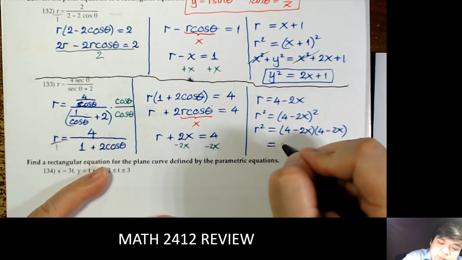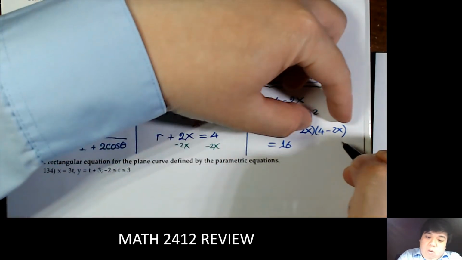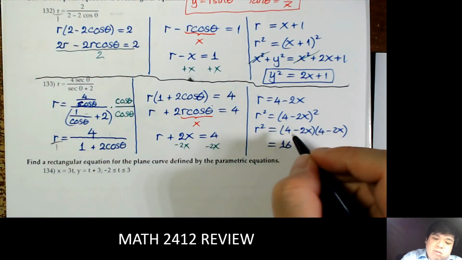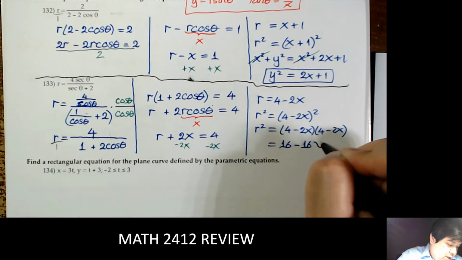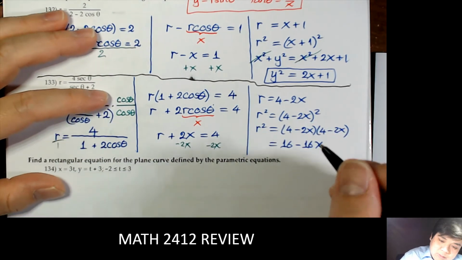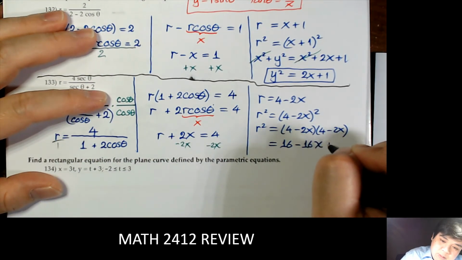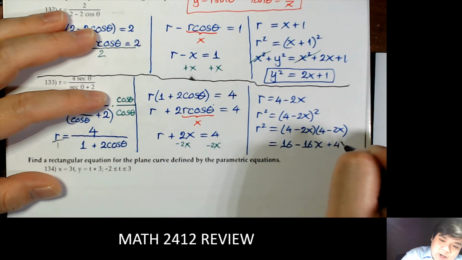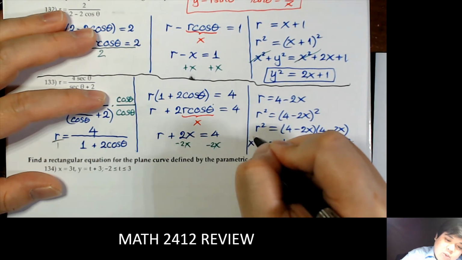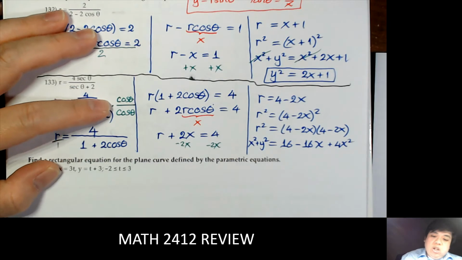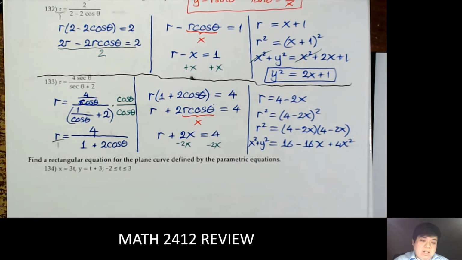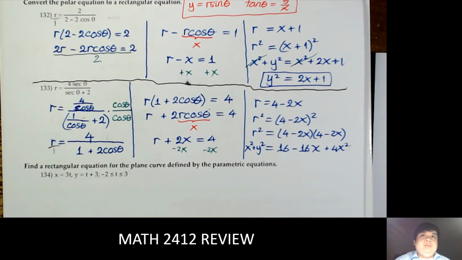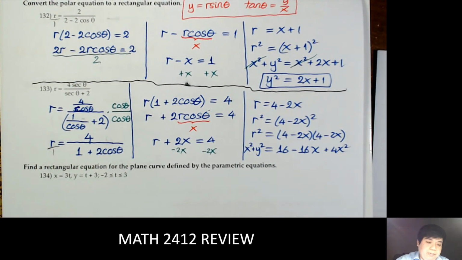Multiply out now: 16, 4 minus 2x, that's minus 8, and another minus 8, so minus 16x, plus 4x squared, and then x squared plus y squared. If we want to, we can move everything to one side, but I think that's good enough. We can just stop it like that.